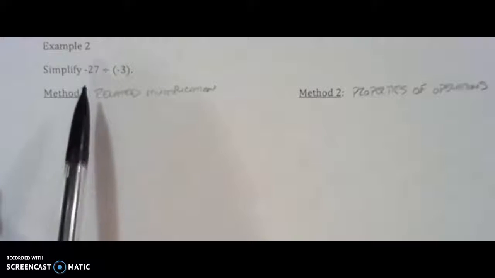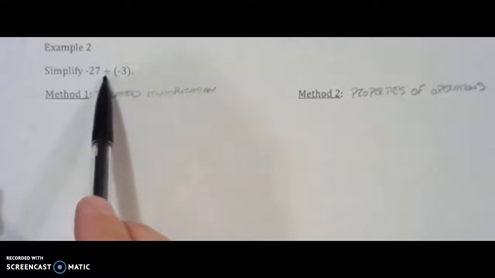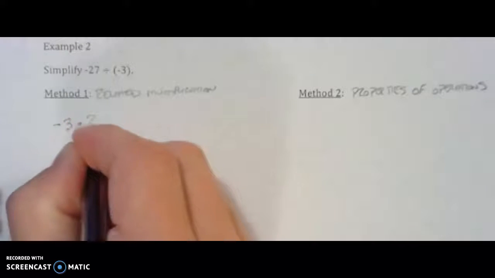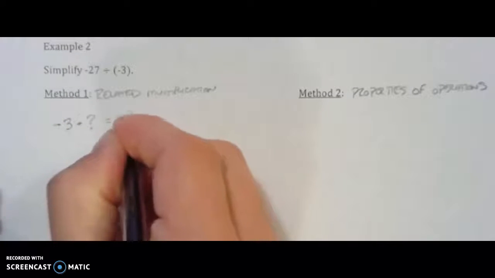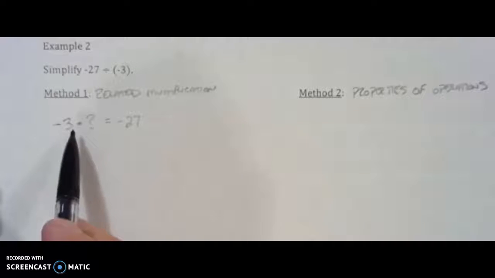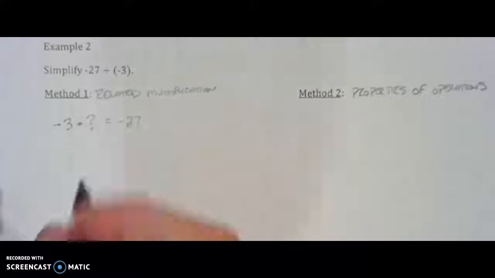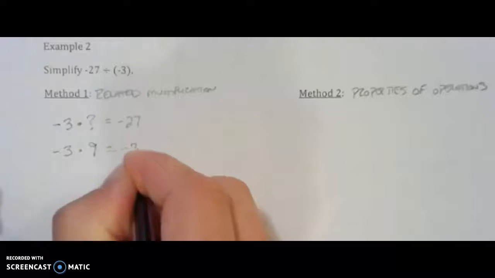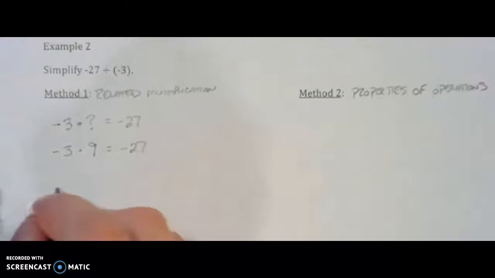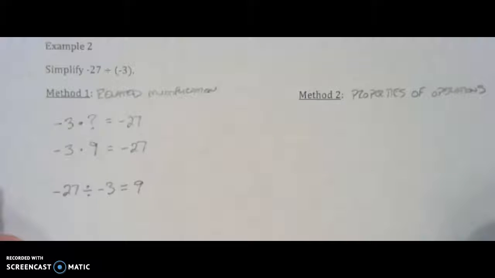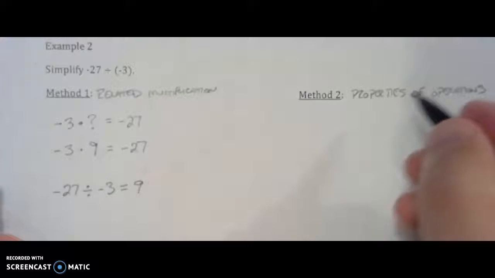All right, here they tell me that negative 27 is being divided by negative 3. So negative 3 times something has to equal negative 27. Okay, well, the only way for that to happen is if I multiply negative 3 by positive 9. So if negative 3 times 9 equals negative 27, that must mean then that negative 27 divided by negative 3 equals positive 9.